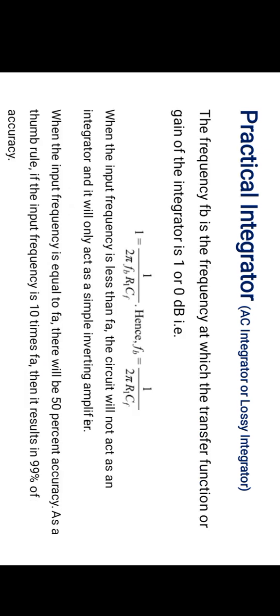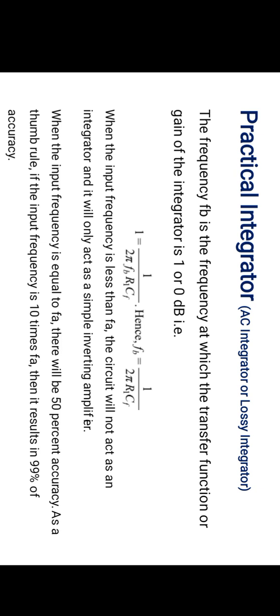The frequency Fa is the frequency at which the transfer function or gain of the integrator is 1, or 0 dB. 1 equal to 1 by 2 pi Fa R1 into Cf. Hence, Fa equal to 1 by 2 pi R1 into Cf. When the input frequency is less than Fa, the circuit will not act as an integrator and it will only act as a simple inverting amplifier.